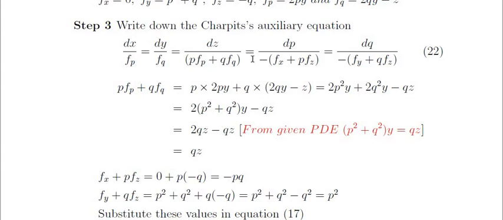Calculate the denominator values. pfp plus qfq is equal to, we already found these values, and substituting, we got qz. fx plus pfz is equal to 0 plus minus pq, equal to minus pq. Then fy plus qfz is equal to p square plus q square minus q square, and the q square terms cancel. We got p square. These values are substituted in this auxiliary equation.